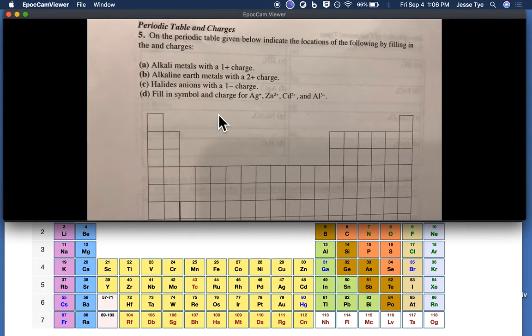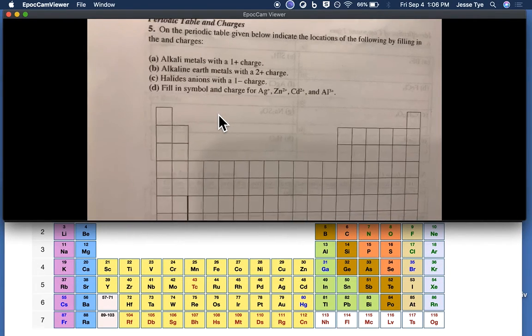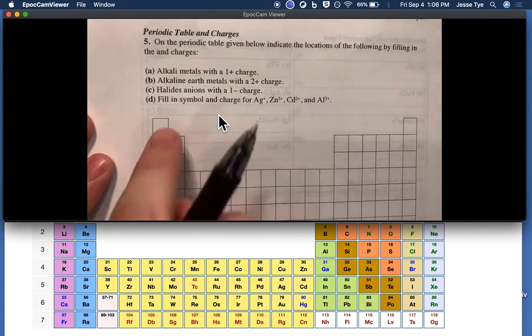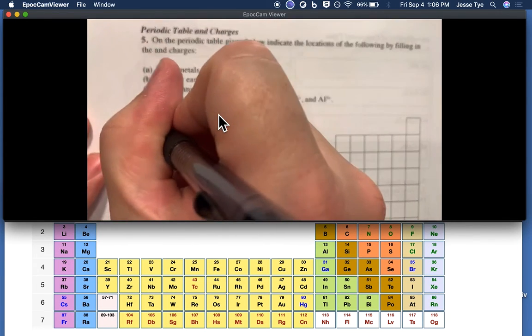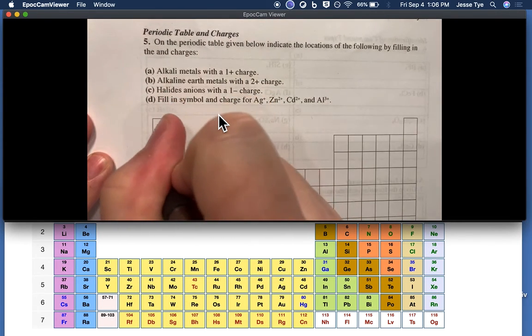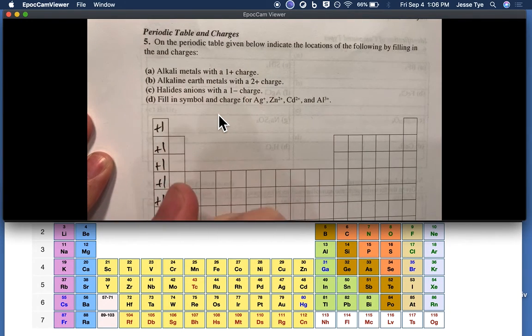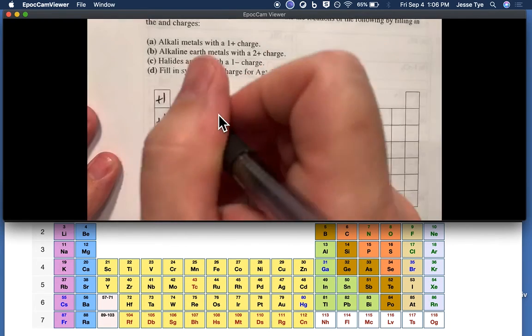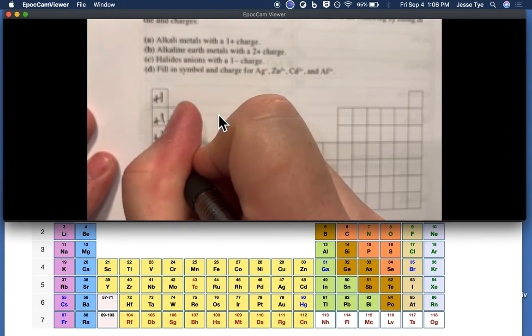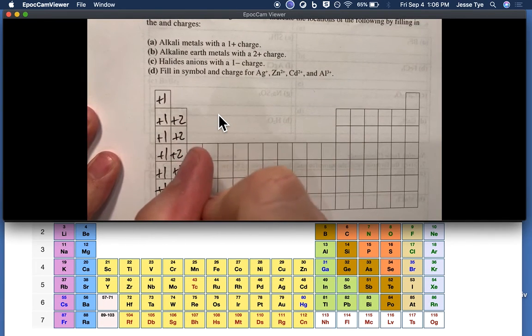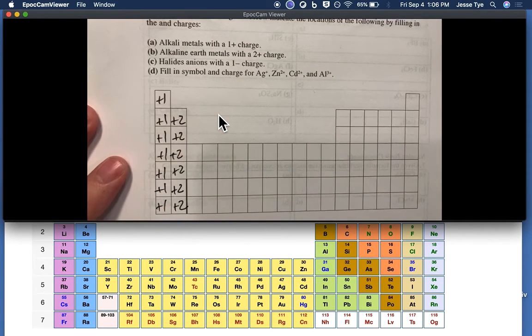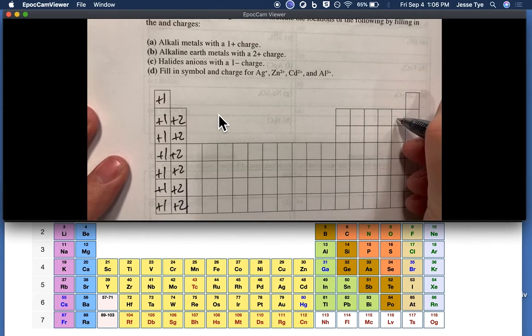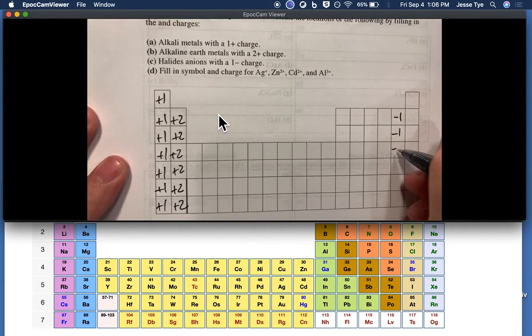All right, before we get to naming ionic compounds, we need to settle a few things with charges. And so on this periodic table, for an ionic compound, anything in that first column is going to have a +1 charge. Anything in the second column is going to have a +2 charge. Our halides in an ionic compound over here are always going to be -1.